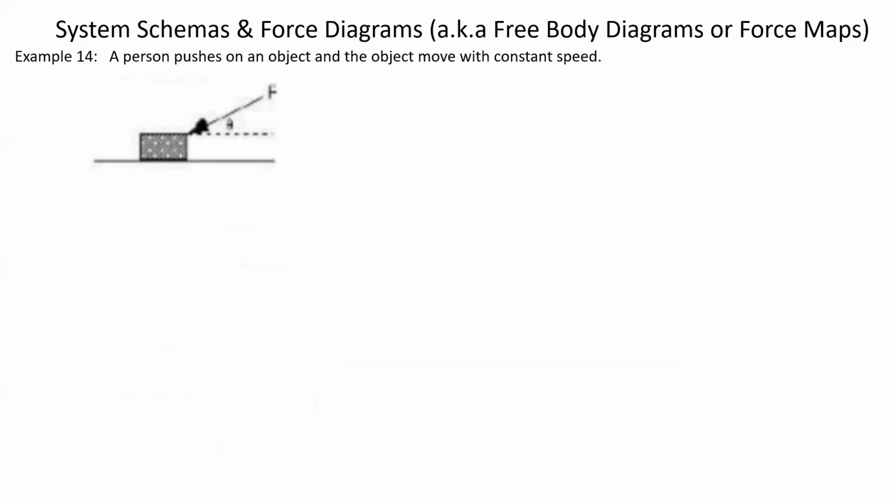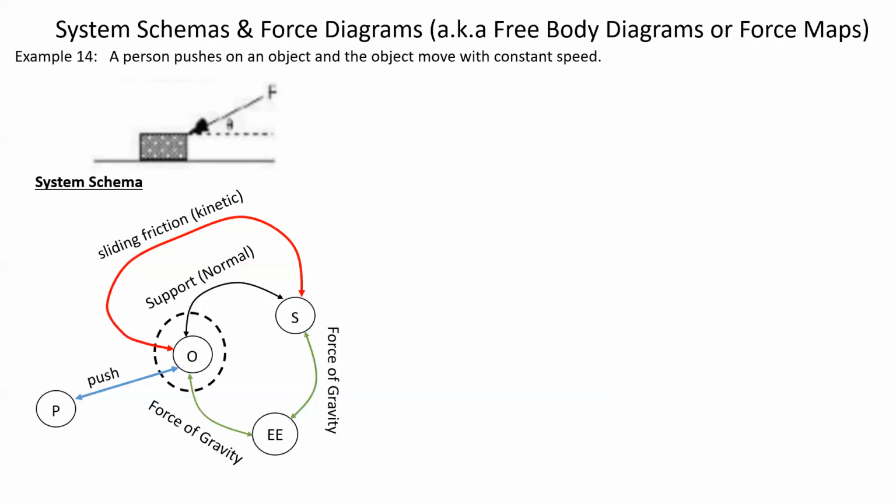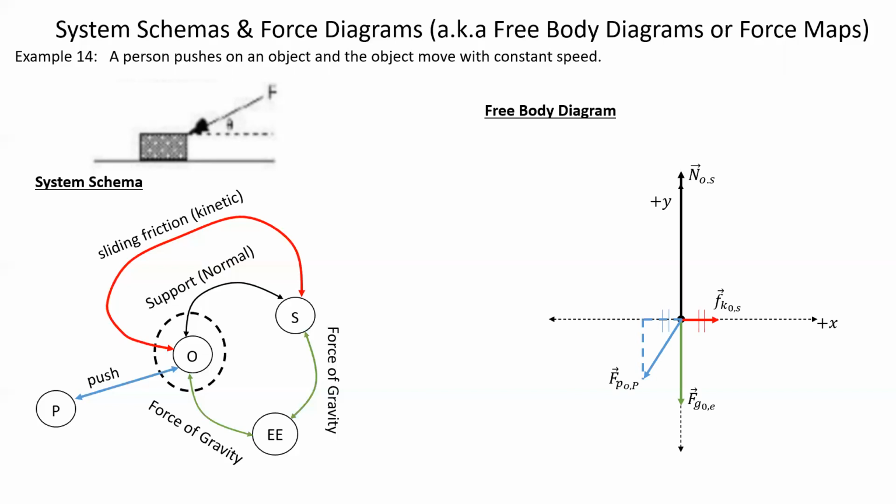A person pushes on an object and the object moves with constant speed. Looks similar to the last time, but this time instead of static friction, we have kinetic friction. The force diagram looks very similar. Again, instead of static friction it becomes kinetic friction. Since all the forces cancel, the net force would be zero. Again, this would be in equilibrium.